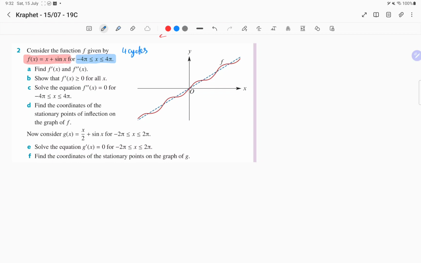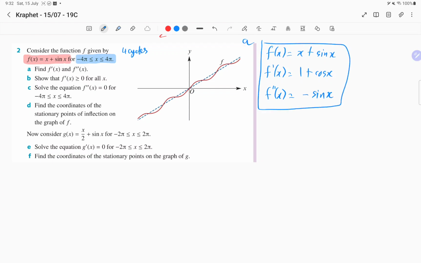Maybe I'll start writing in blue pen so you can see how the blue pen will help, assuming it's only blue and black. Find f' and f''. Well, we've got f(x) equals x plus sin x. So then I differentiate that. f'(x) would be 1 plus cos x, and f''(x) would be, the derivative of 1 is 0, so negative sin x. These are the results for question A.